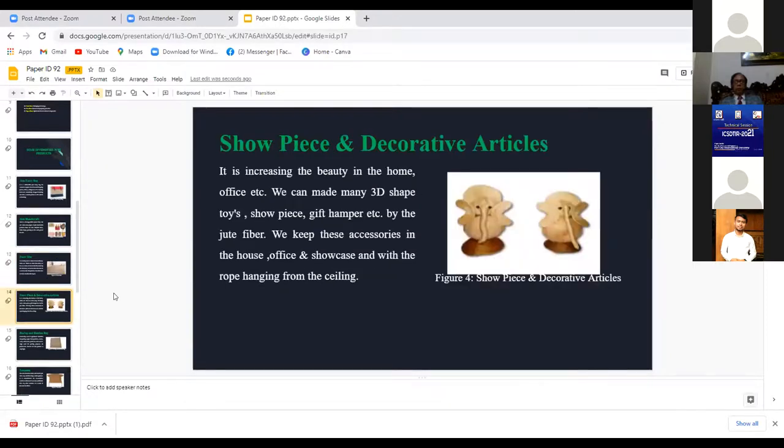Showpiece and decorative articles, increasing the beauty in the home and office, etc. We can make many 3D shapes, toys, showpieces, gift hampers, etc. And we keep these accessories in the house, office, and showcase, and with rope hanging from the ceiling.